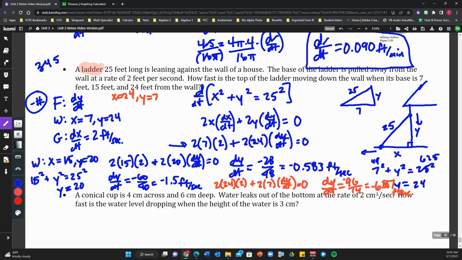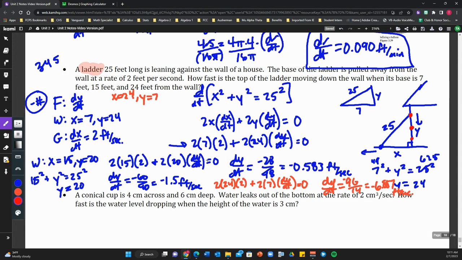The reason they asked you to do 3 of these is to get you understanding what's going on. Essentially, we gave you 3 different points in time to look at. When we started, x was 7 and y was 24. The next time, your ladder had moved down, and y was only 20. And then at the very end, y is only 7.